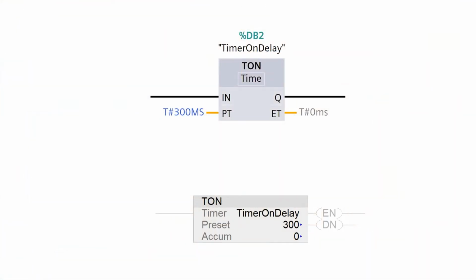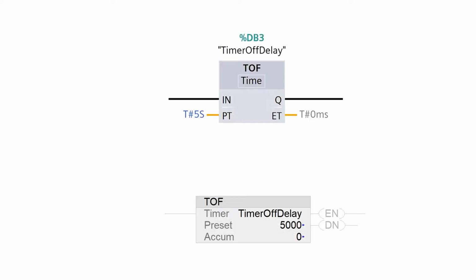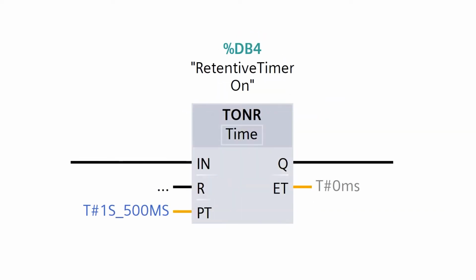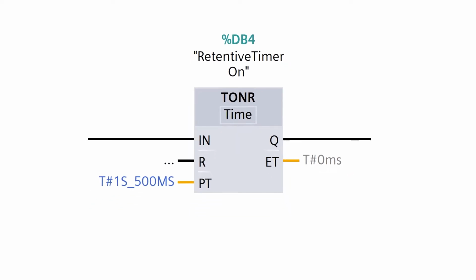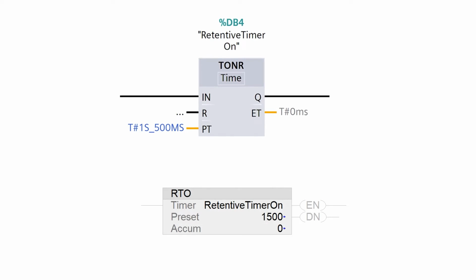There are 3 main types of timers that you can find in most PLCs. Timer on delay, represented by abbreviation TON, timer off delay, known as TOF, and a retentive timer that you can find in Siemens PLCs under TONR and in Rockwell's as RTO.